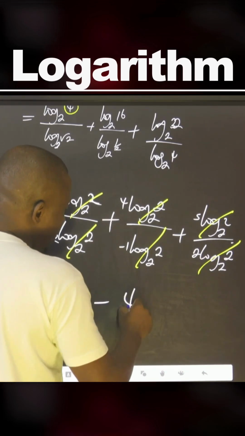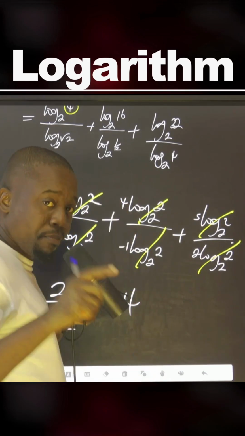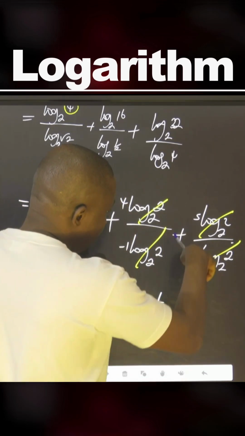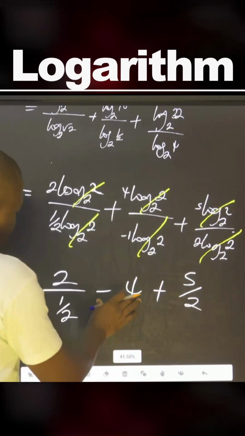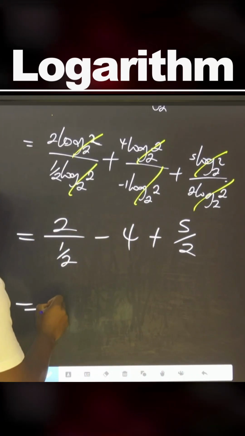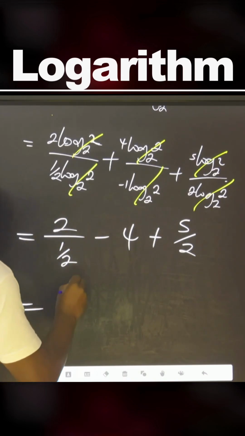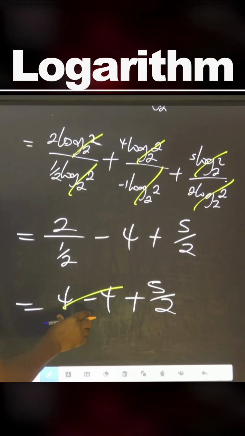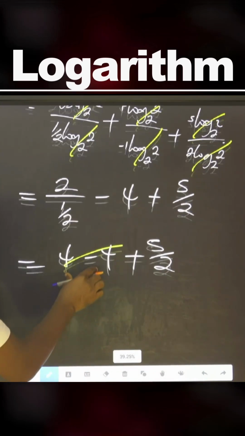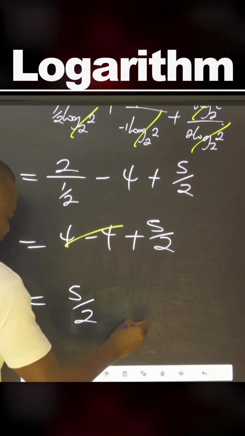minus 4, because 4 divided by minus 1 is minus 4. This is 5 divided by 2, okay? So you agree with me, I can flip this. That is 2 multiplied by 2 minus this plus 5 over 2. This and this we leave this place. We are left with this. This is the answer.